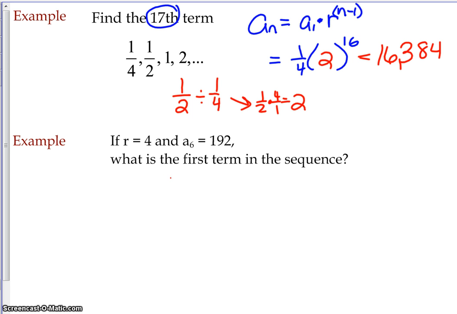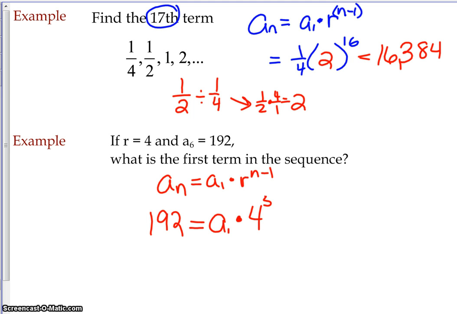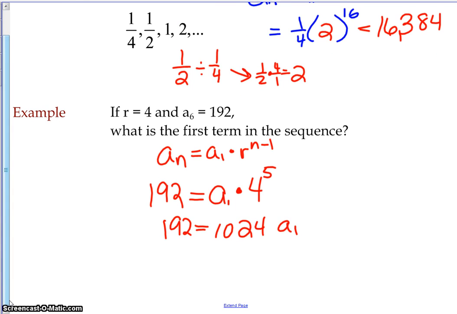Let's do another one, same formula. Now we know our last term, but we don't know our a sub 1, our first term. Our sixth term is 192. We're trying to figure out our first term, and we know that our ratio is 4, and that we were talking about 6 terms, so it would be 4 to the 5th. So the first thing I'm going to calculate is that 4 to the 5th is 1,024 times my first term equals 192. Now I'm going to divide both sides by 1,024.